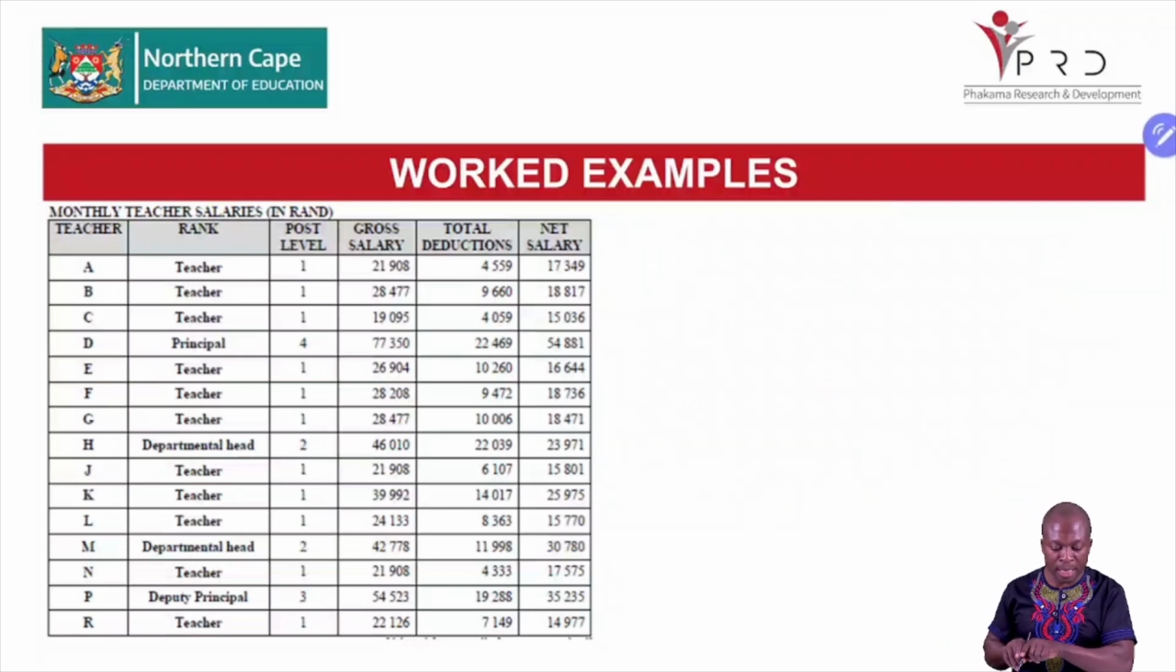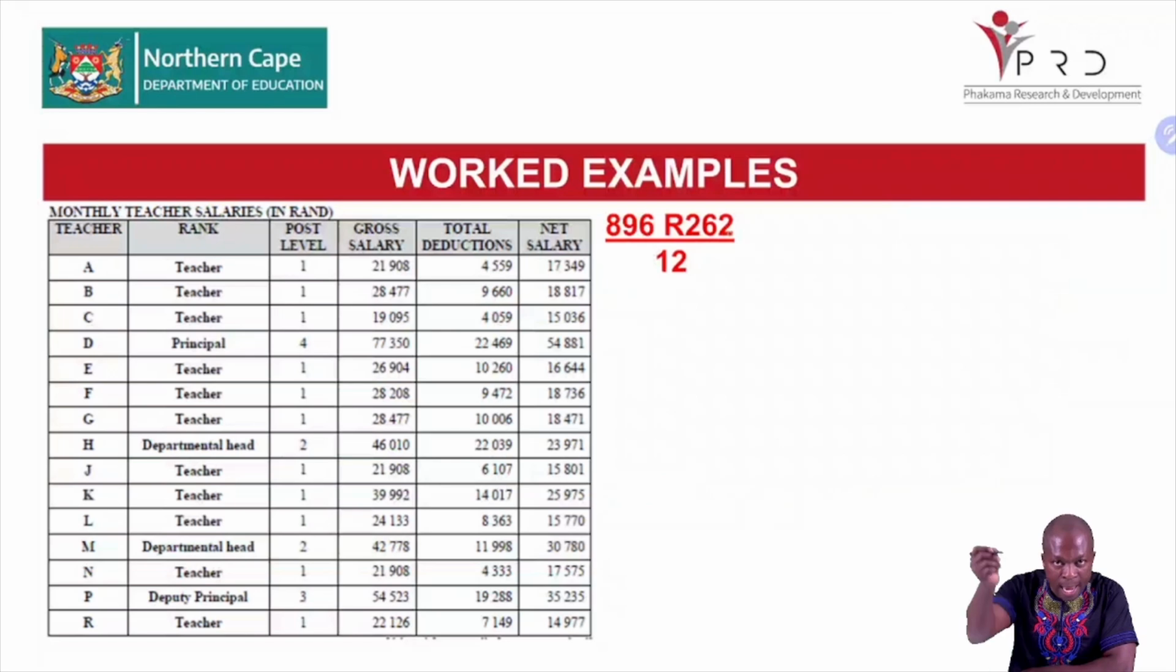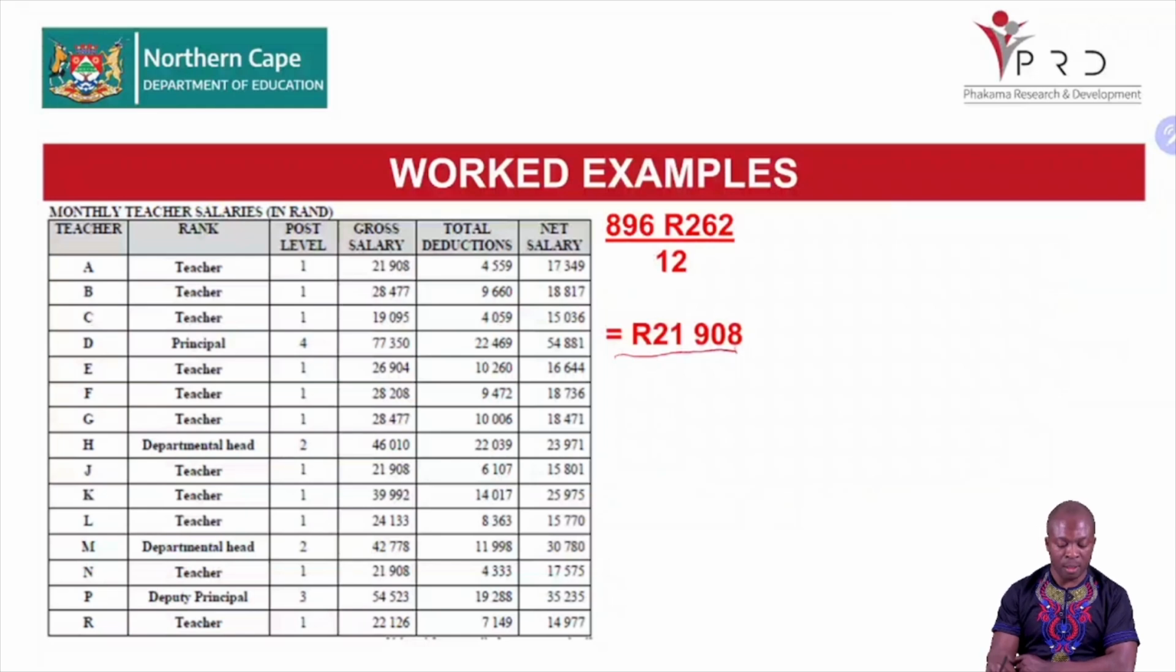All right, welcome my learners. So this is how you are supposed to do it. Can you see the 262,896? Add all of them, divided by 12, the starting PL ones. That should give you 21,908. So let's check. Is there anyone who earns less than 21,908? Let's go through it.